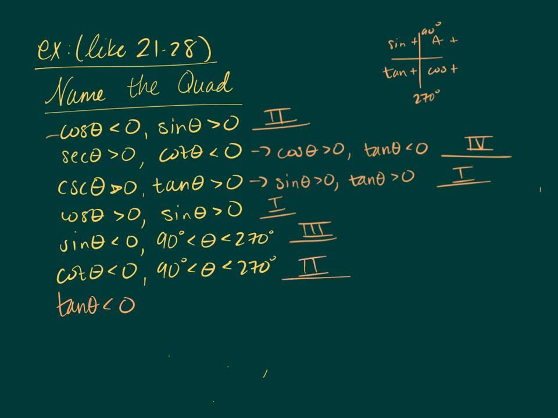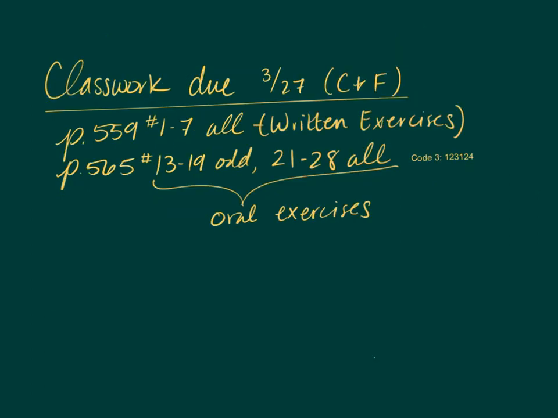And there you go. So the classwork due Monday at the end of class, you have 45 minutes, okay, is page 559, numbers 1 through 7, all on the written exercises, and page 565, numbers 13 through 19 odd, and 21 through 28, all on the oral exercises.